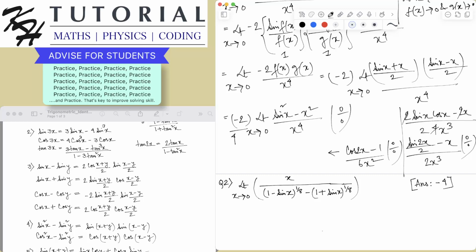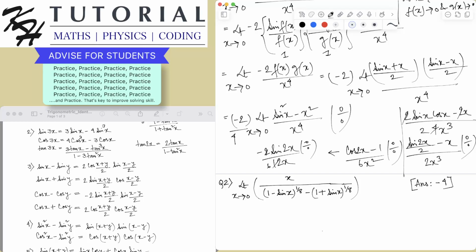If I further apply L'Hopital's rule, it will be minus 2 sin 2x by 12x. Differentiation of cos x is minus sin x, so differentiation of cos 2x will be minus sin 2x into 2, which is minus sin 2x by 6x. This is again of the form 0 by 0, and probably applying L'Hopital's rule one more time, we will be able to get the result.